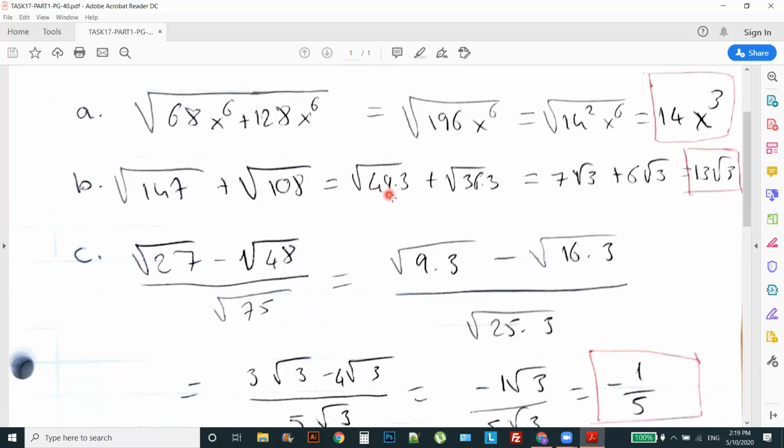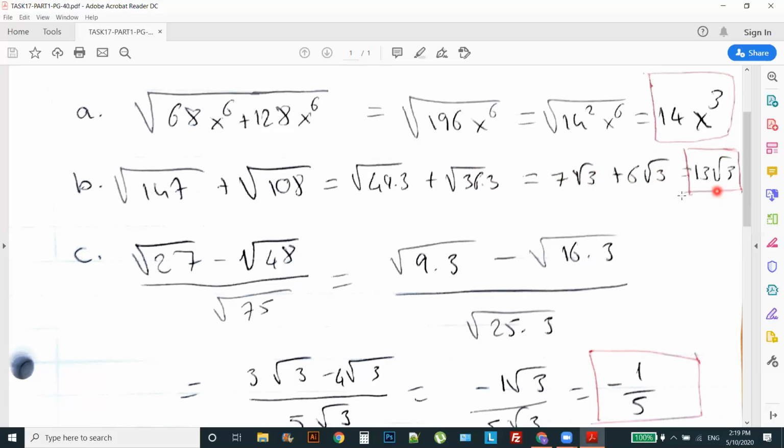Okay. So 147 is 3 times 49. 49 is a perfect square, right? So it will come out as 7. 7 root 3. 3 will stay inside the root. And 108 is 3 times 36. 36 is a perfect square, so 36 will come out of the root as 6. This 3 will stay inside the root. So now the number that is in the root for both numbers is the same. Then I'm going to say simply 7 plus 6 will be 13.